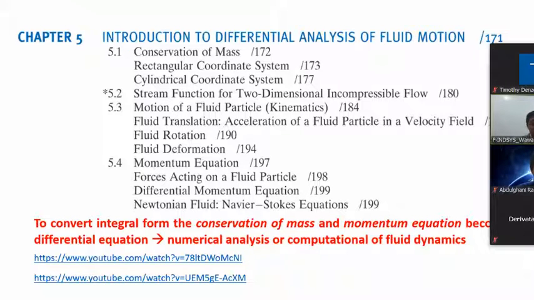And then we continue with the motion of a fluid particle: fluid translation, fluid rotation, fluid deformation. Actually, this is the mathematical modeling, how to identify the fluid flow. In this section we talk about fluid dynamics, not fluid statics, just fluid dynamics in differential equation form.